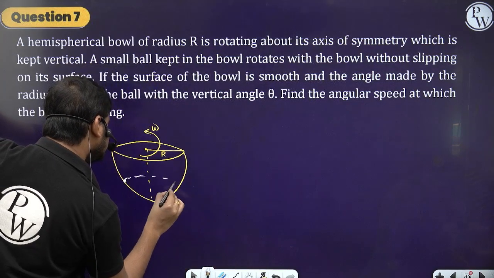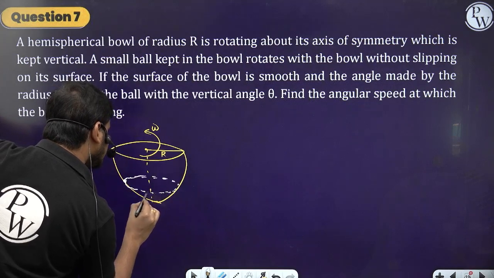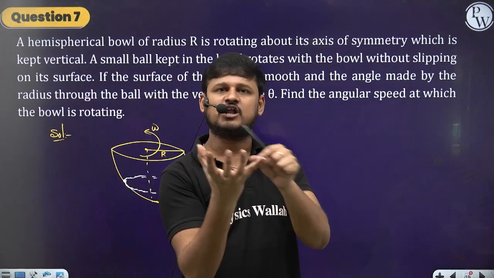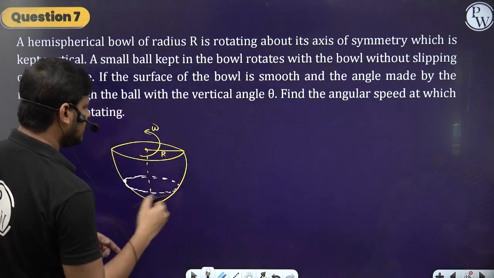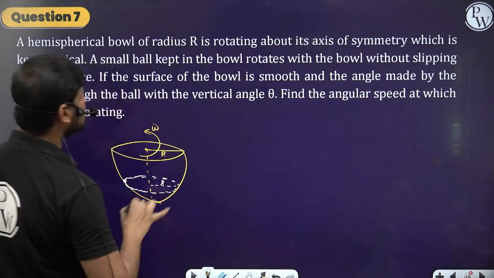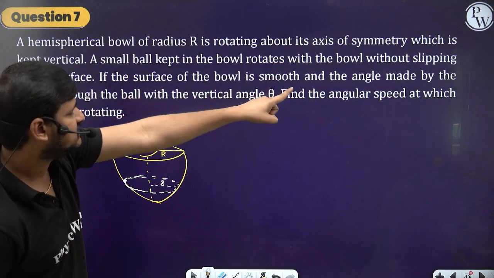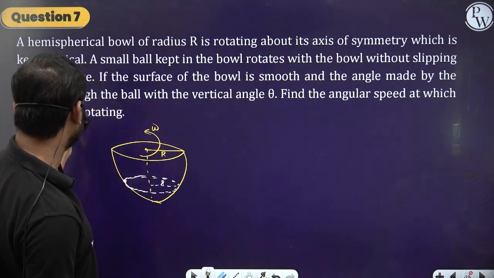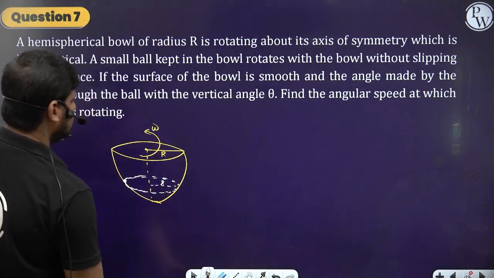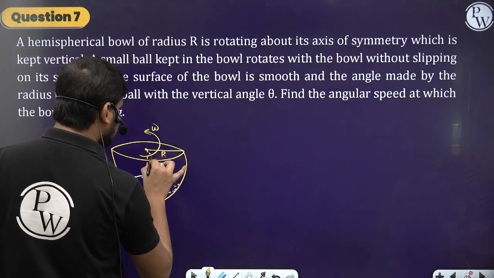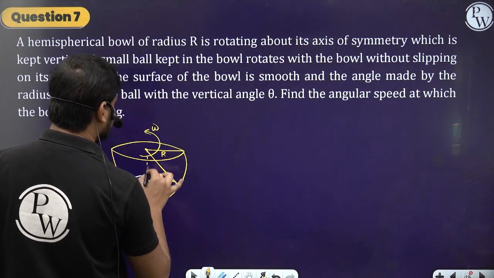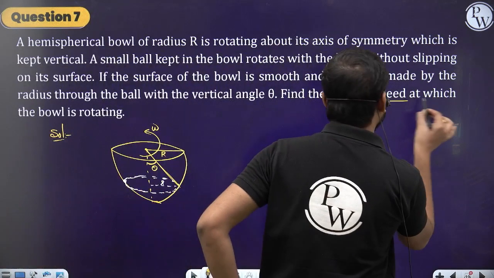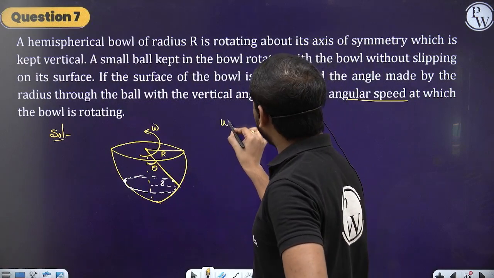So what it is doing, it is also rotating in the hemispherical bowl. Just consider a bowl. You are rotating the bowl, and inside the bowl there is a ball. That ball is also rotating in a smaller circle. Without slipping. If the surface of the bowl is smooth, there is no friction acting, and the angle made by the radius of the bowl through the ball with the vertical is theta, right? Then find the angular speed at which the bowl is rotating. So we have to find omega of the bowl.